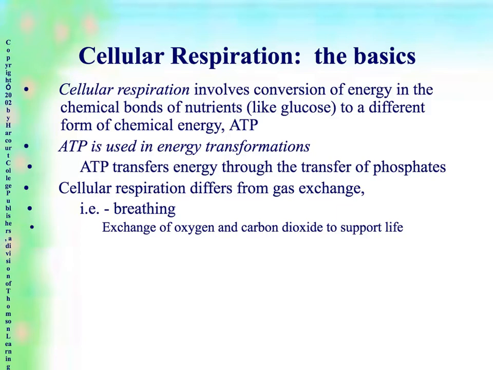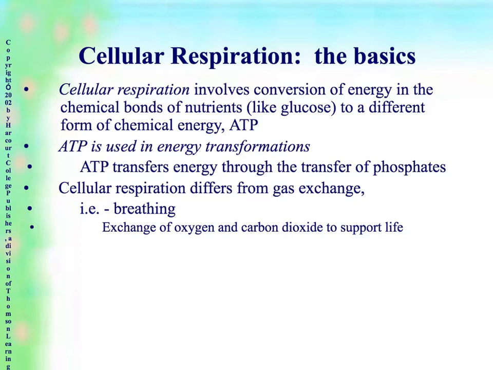Okay, so here are the basics. Here's a definition. Cellular respiration involves the conversion of energy in the chemical bonds of glucose to a different form of chemical energy. In this case, it's going to be ATP. ATP is huge. It's going to be used in energy transformations in the cell. It transfers energy through the transfer of phosphates.